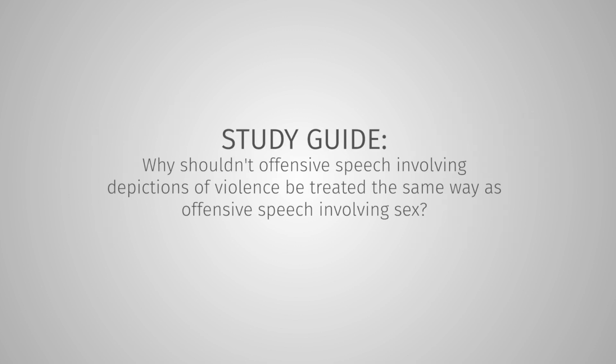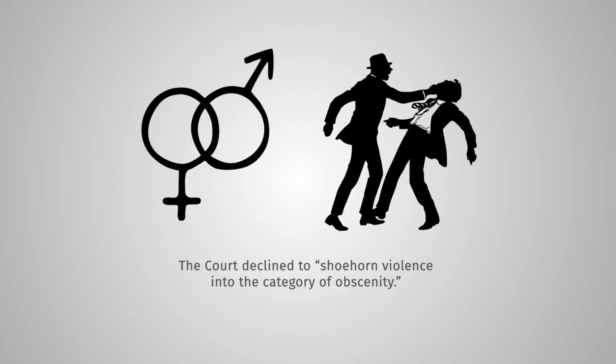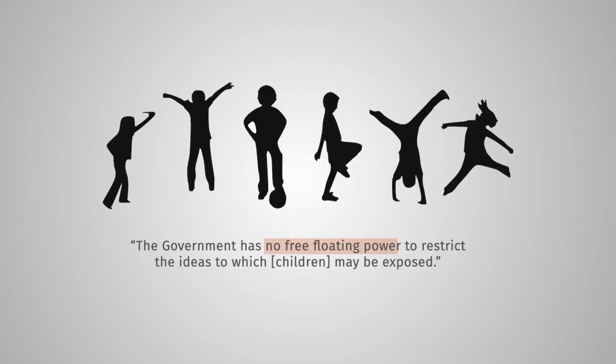Study guide. Why should offensive speech involving depictions of violence be treated the same way as offensive speech involving sex? The court disagreed and declined to shoehorn violence into the category of obscenity. Justice Scalia continued, "Government has no free-floating power to restrict the ideas to which children may be exposed."